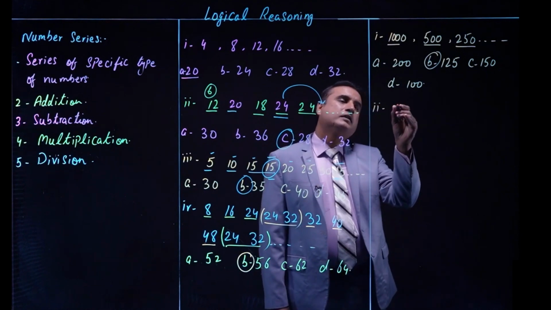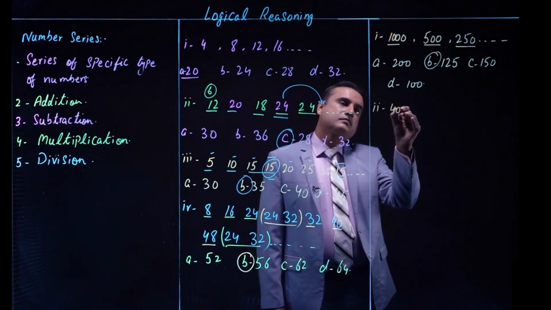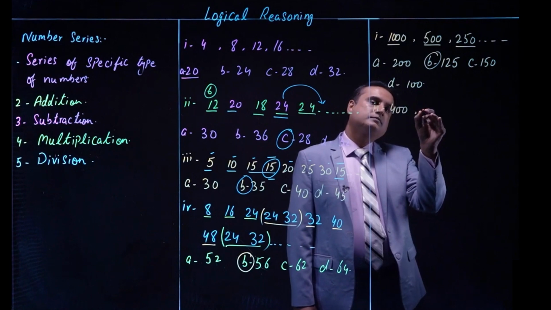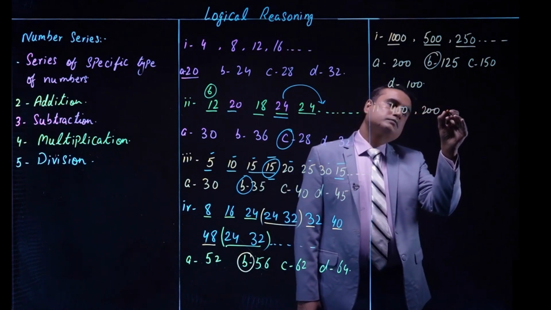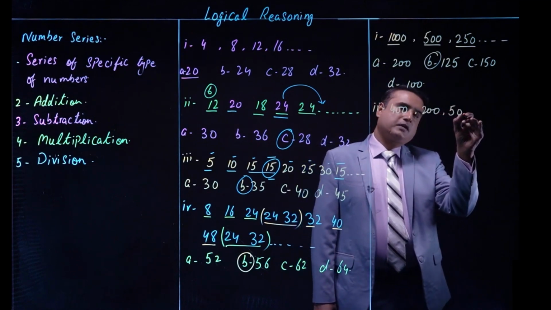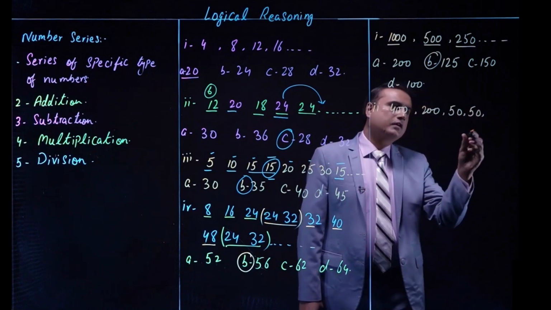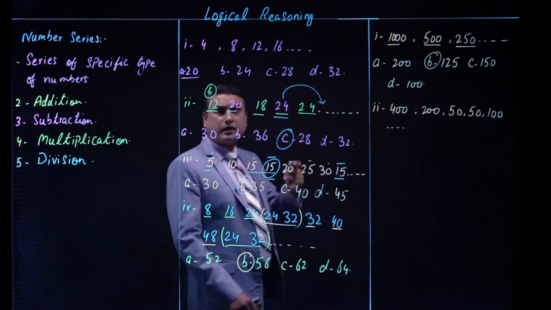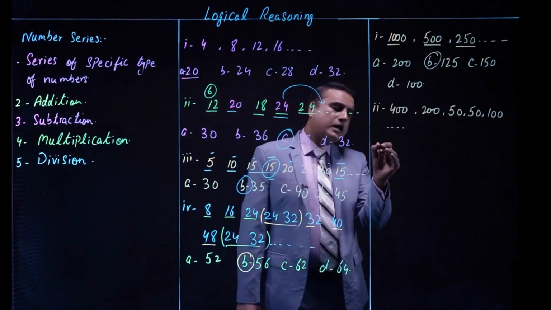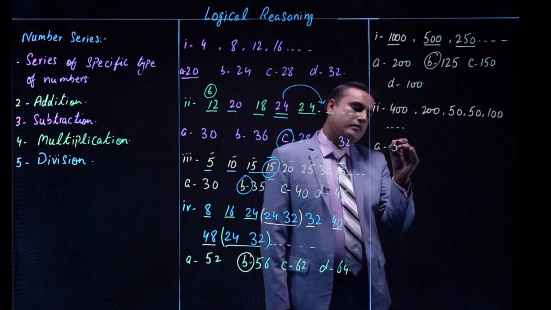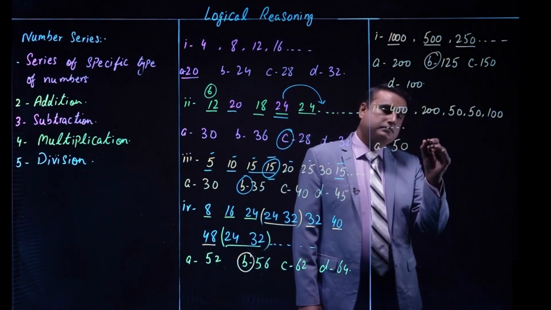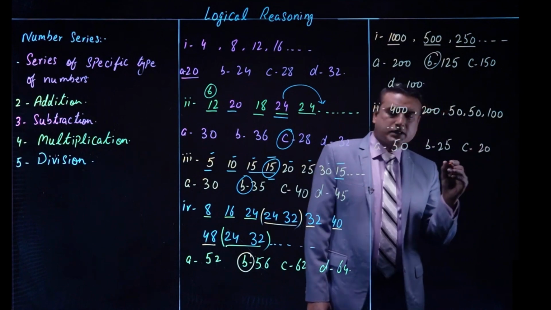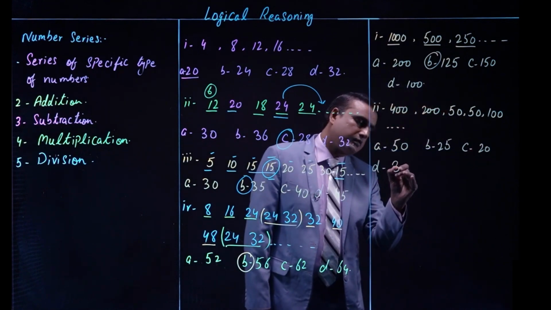For example, I say 400, then I say 200, then I say 50, 100, and then I put a blank. Now how will you define it if the options are alpha 50, beta 25, Charlie 20, and delta is 30.